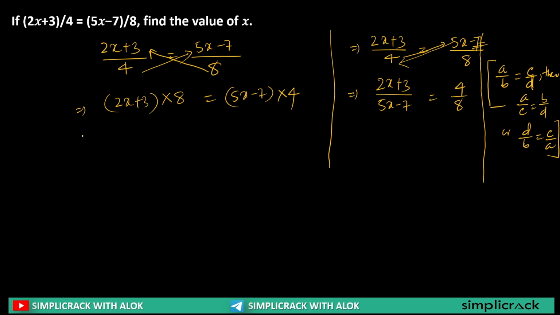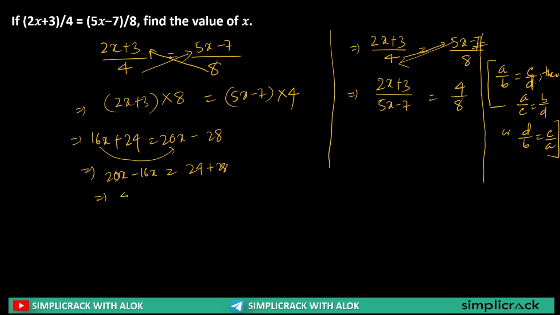Okay, first here 8 into 2x, that is 16x, plus 8 into 3, that is 24, is equal to 5x into 4, that is 20x, minus 7 into 4, that is 28. Now if I take 16x to this side, it will be 20x minus 16x, and minus 28 will come to this side, it will be 24 plus 28. So now 20x minus 16x is equal to 4x.